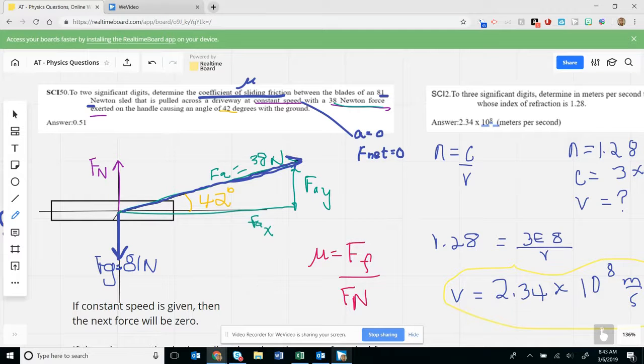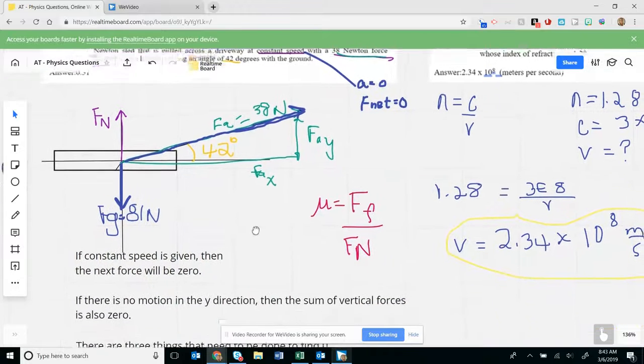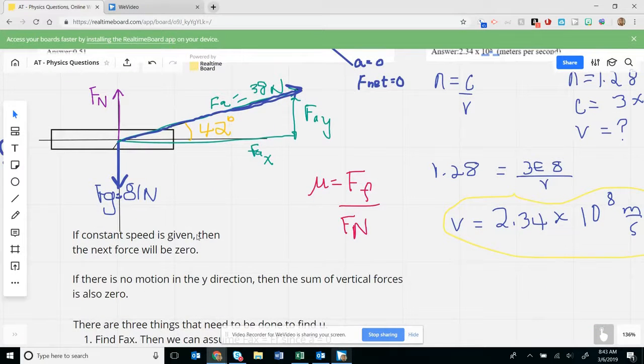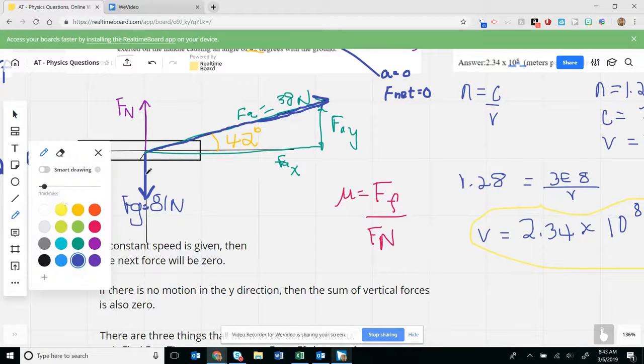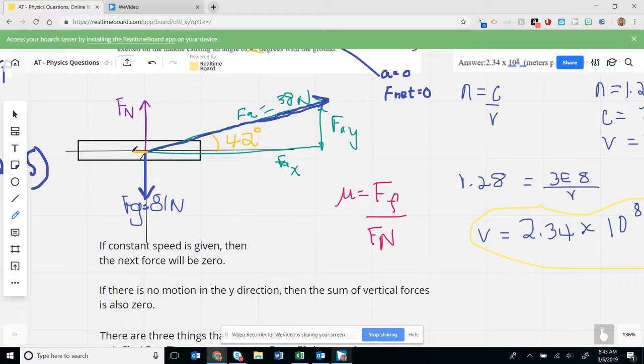But before we do, I also wanted to point out just, again, the reasoning behind this. So if the speed is constant, which was given to us here, then the net force will be 0 in the x direction. And I didn't label it earlier, but what I probably should have on here as well is the fact that the force of friction is opposing this motion. So the only forces along my x-axis are the applied force in the x direction and the force of friction.